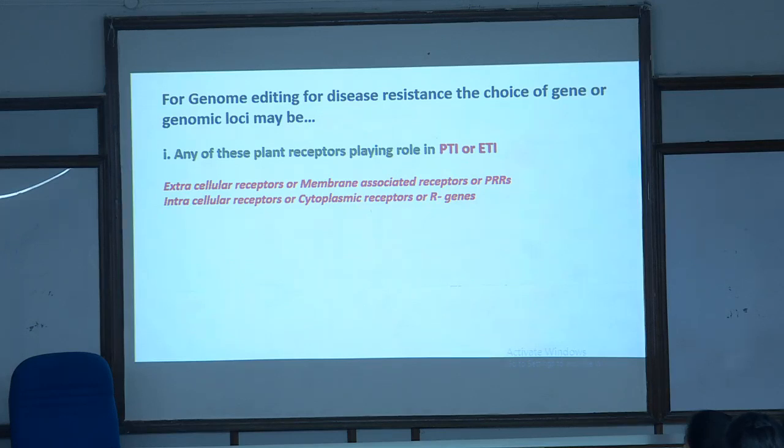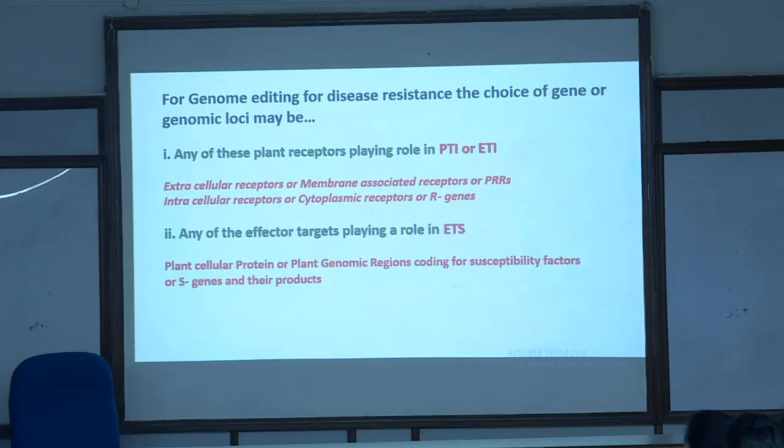So, how many different types? And any of the effector targets playing a role in ETS. I was talking about how, in the absence of functional R proteins, the effectors will have direct access to certain cellular hubs or plant gene associated factors, right? If the plant gene is well defined and its function is well characterized, having a direct involvement in ETS, all those genes can be targeted here, right? And plant cellular proteins or plant genomic regions coding for susceptibility factor, right? And this susceptibility factor is now called S genes.